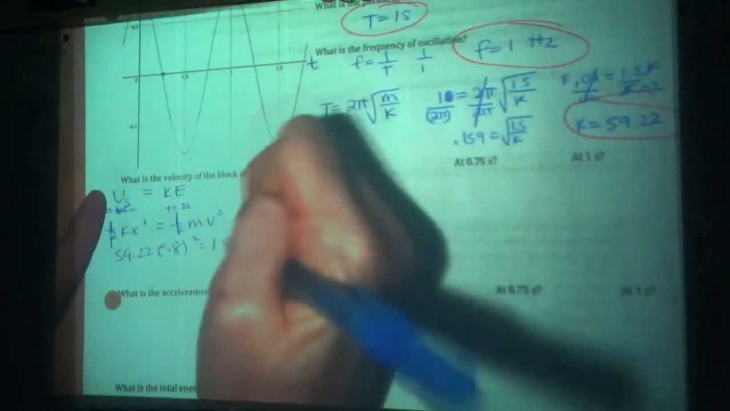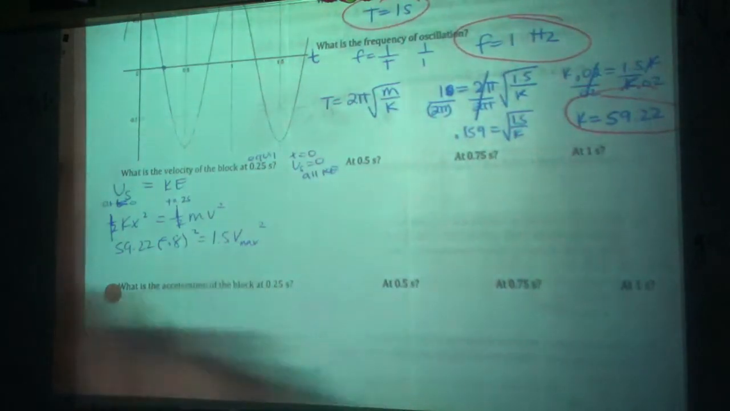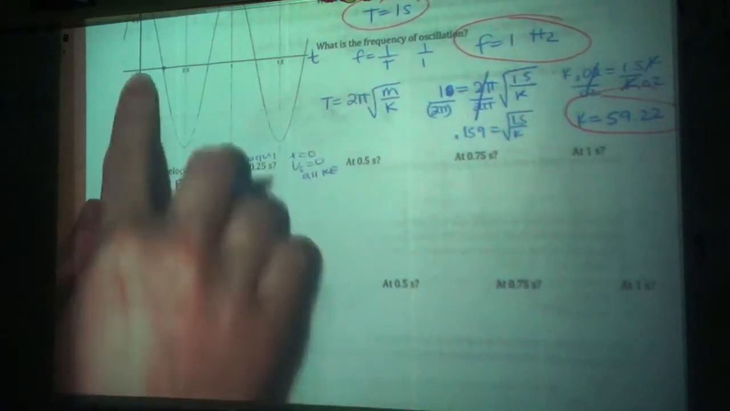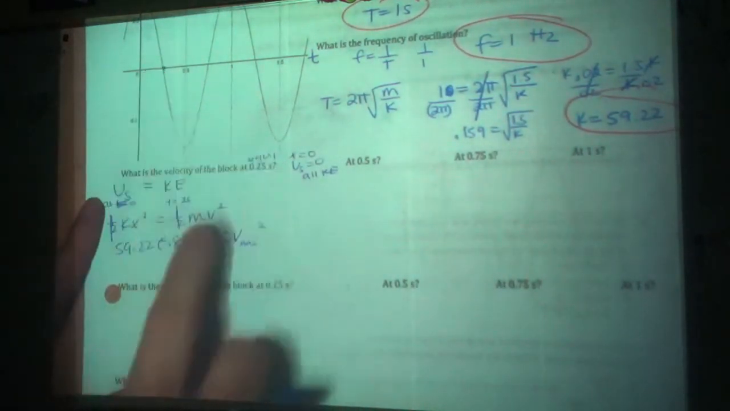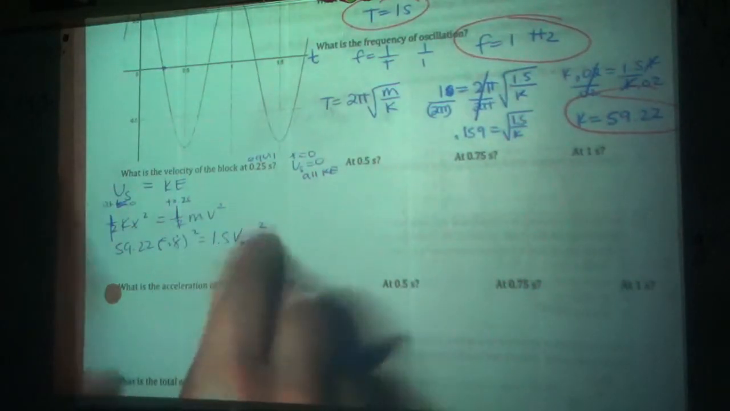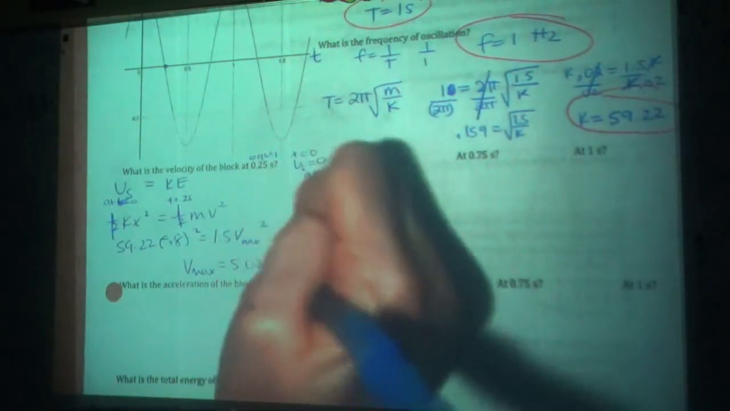So 0.8 squared equals mass of 1.5 v max squared. I'm just going to label this v max because this is not just any velocity, it's the velocity at equilibrium at 0.25 seconds when it's all kinetic energy. So then you can divide the 1.5 over and take the square root, and you would get that your maximum velocity is 5.02 meters per second.